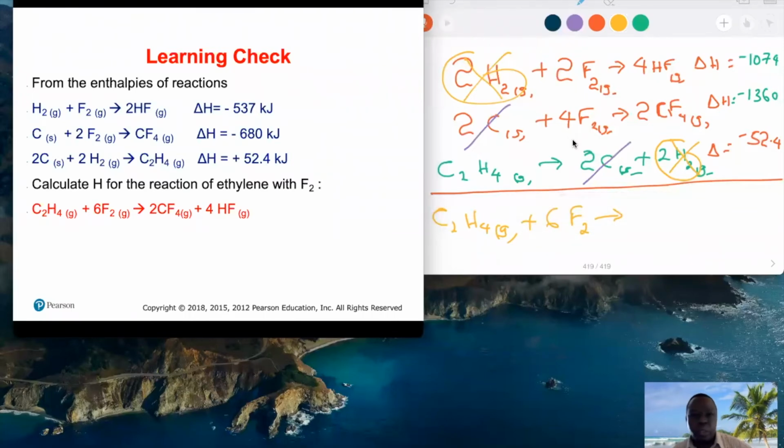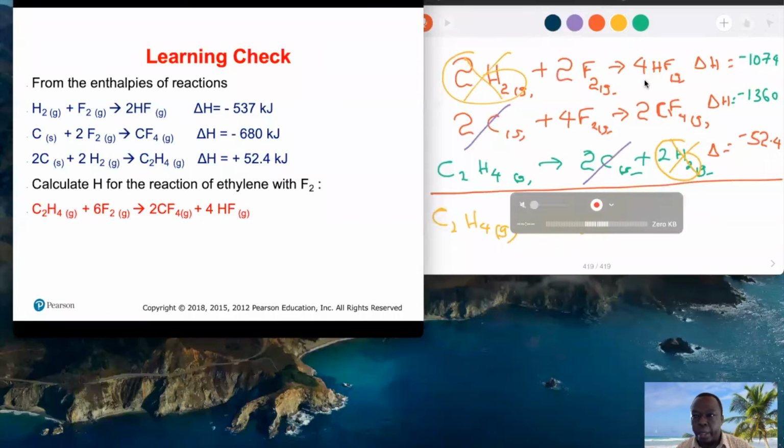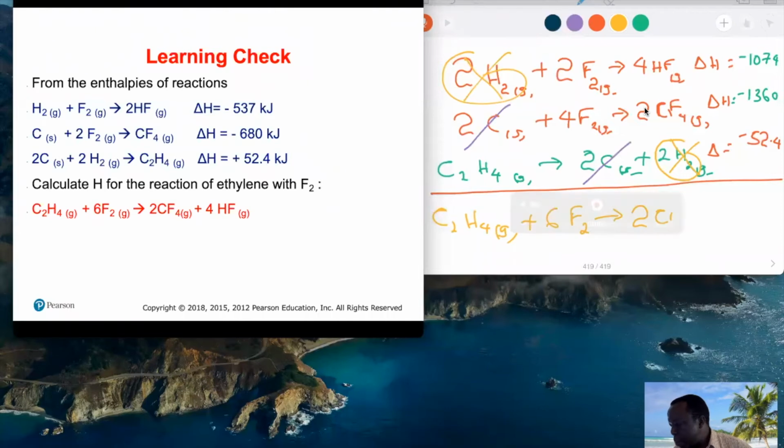To produce, I don't see anything else here. It is just 2 CF4 gas plus 4H4. So you are not given the overall equation. In Hess's law, you are not given the overall equation, but you will derive it from the individual thermochemical equations.